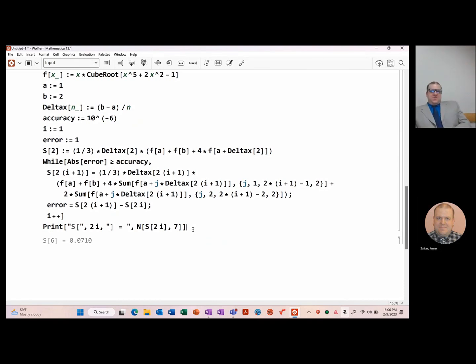How many do we think for Simpson's? 20? Lower. Remember, with Simpson's, you have to have an even number. 10. Lower than 16, higher than 10. 14.